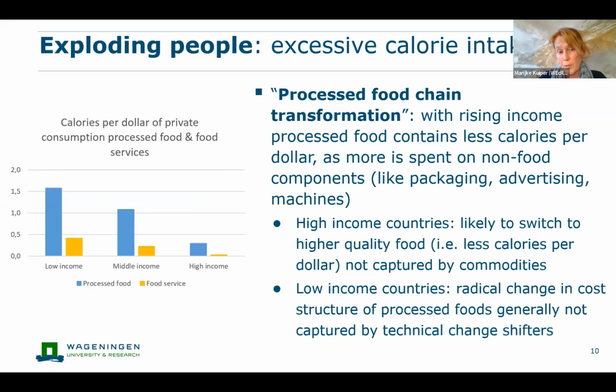Now, where does this come from? It has to do with the calories per dollar of expenditure on processed food, and this again is from the GTAP database. If you look at processed food in low income countries, you get a lot more calories per dollar spent on processed foods, and a lot less in high income countries. The reason is that there's a transformation in the processed food chain with rising incomes. More money is spent on packaging, advertising, machinery, all sorts of other things, basically non-calorie stuff. So when you spend $1 on processed food in a high-income country, you pay more for the package, the advertising, everything else, and you get fewer calories for that $1. We don't capture this radical change in cost structure in low-income countries. So we're overestimating the amount of calories over time flowing through processed food in low-income countries.